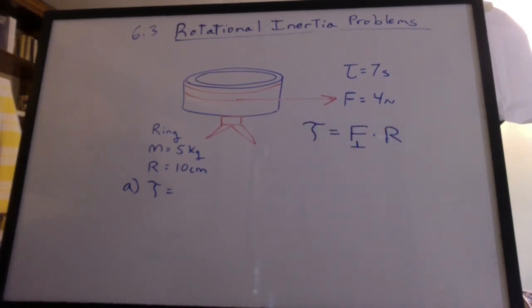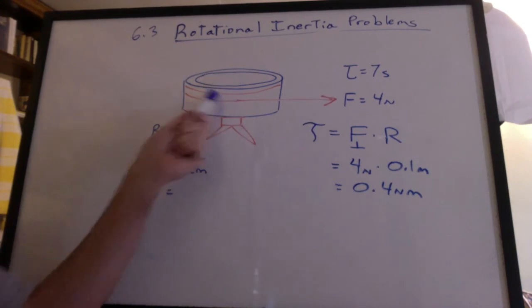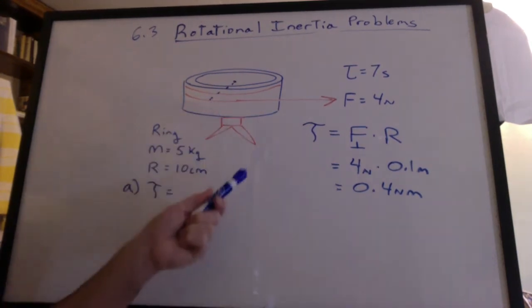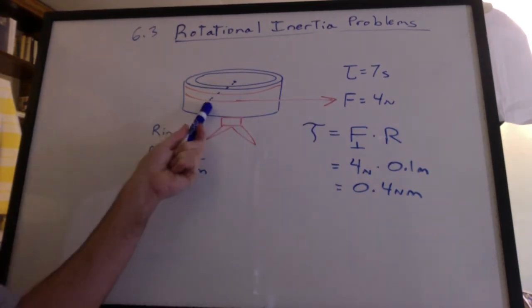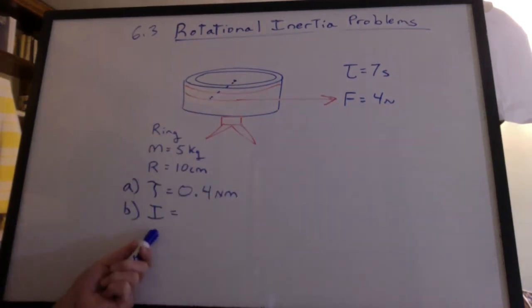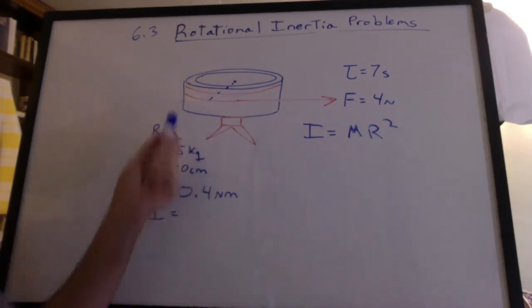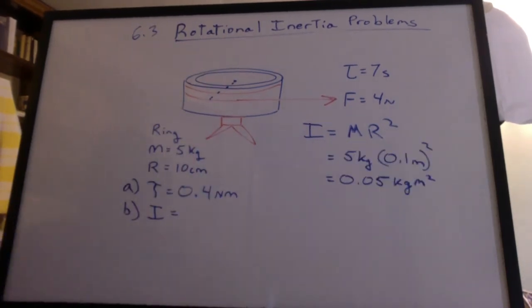The torque can be found from a force perpendicular times a radius. The string is pulling with 4 newtons, and that's perpendicular to the radius of the ring. Remember, we measure the distance from the pivot out to the force. Let's find the inertia of the ring. It's going to be mr squared because all the mass is at the full radius. And we get 0.05 kilogram meter squared.